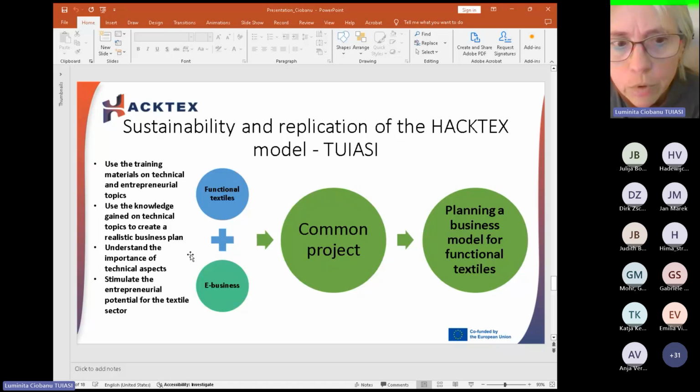We are trying to stimulate the entrepreneurial potential for the textiles sector, because a lot of very small companies have a lot of difficulties. There are not many in Romania, so we want to show them that they can plan and do such an enterprise, build their own business, and they can create high added value and have success. So we are trying to contribute to this.